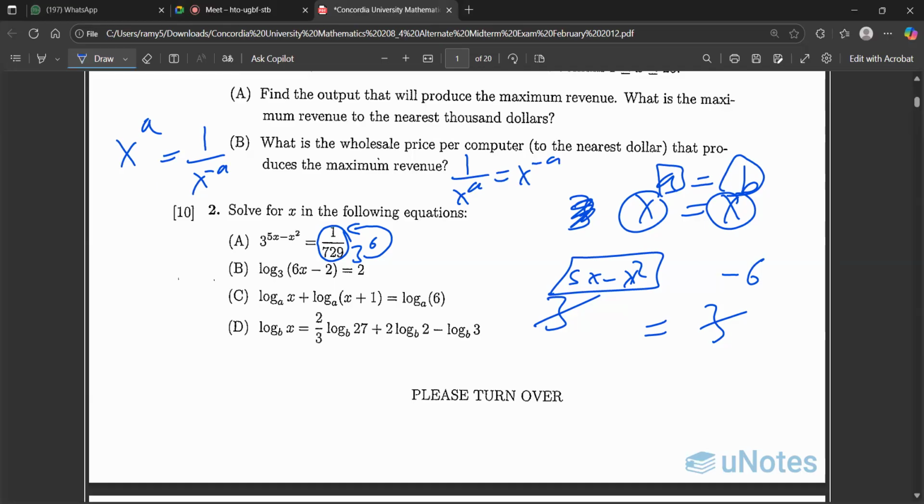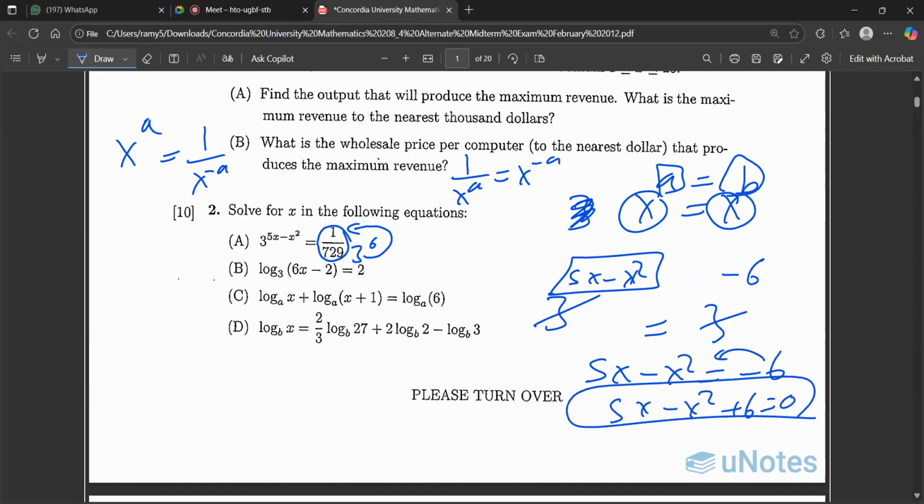Great. So now, at the same base, I can equalize the powers. So we move it here: 5x minus x squared plus 6 equals 0. And then use your calculator to find the solutions.